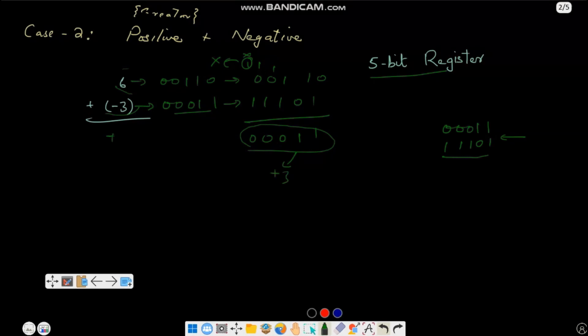So I can say that I have verified that my answer is correct. So this is how you add a positive number with a negative number when the positive number is greater than the negative number using 2's complement.